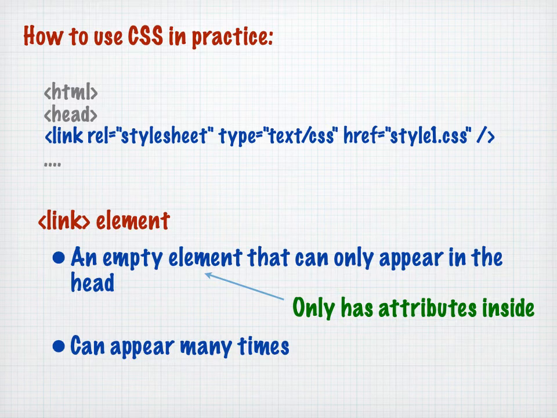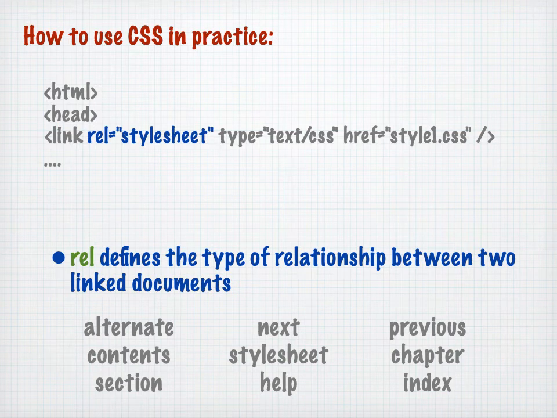The first attribute that we have is rel, and rel indicates the relationship of the link that we're actually setting up. There are lots of different values. I'm not going to talk about these here, but the one that we're particularly interested in is stylesheet. So we'll say rel equals stylesheet. We're going to connect to a style sheet.